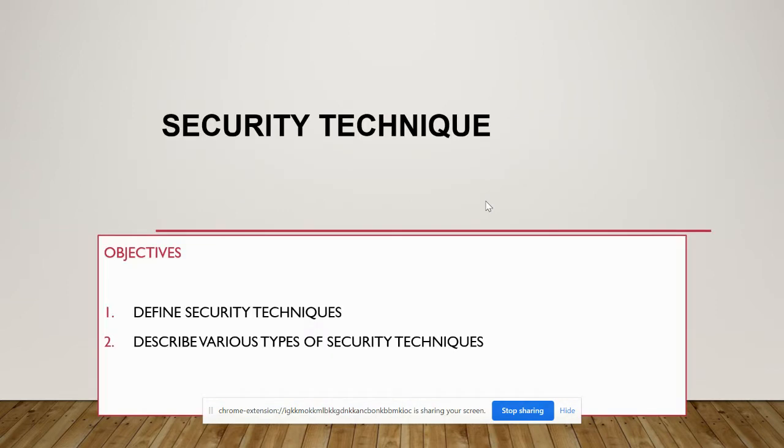Okay, let me define for you the term security technique. A security technique is a way in which you can secure yourself, maybe online or offline, so that you don't have any unauthorized person accessing the information or your computer or even your phone or any gadget that you have that is connected to the internet or any electronics.